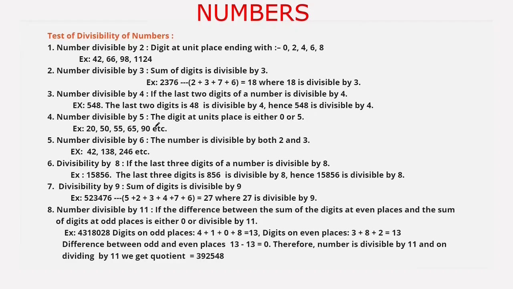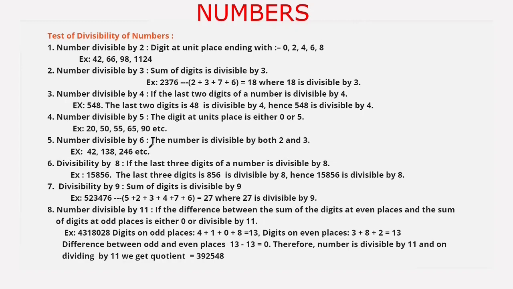Number divisible by 5. If the digit at the units place is either 0 or 5, then the number is divisible by 5. The examples are 20, 50, 55, 65, 90. These numbers end with either 0 or 5. Therefore, these numbers are divisible by 5.